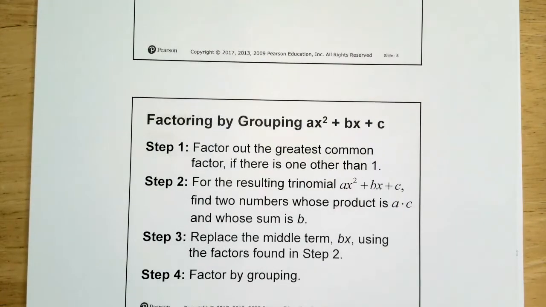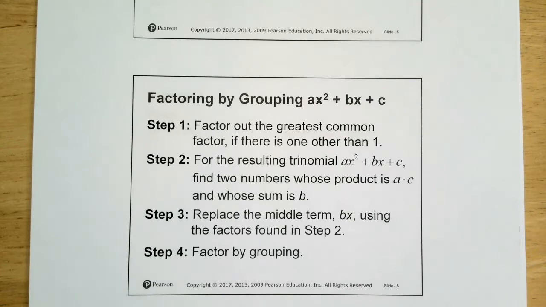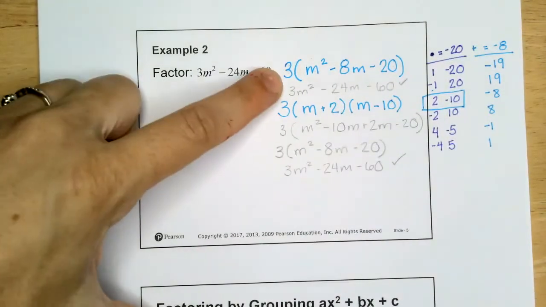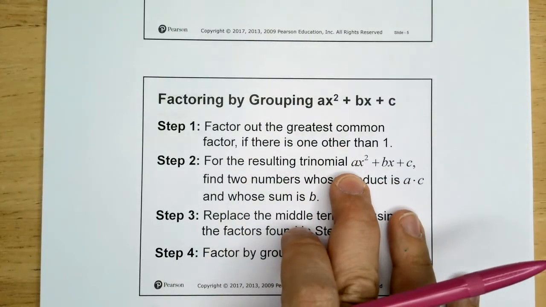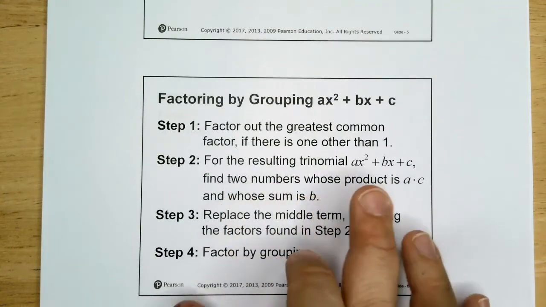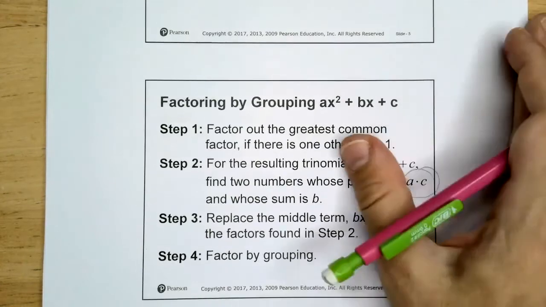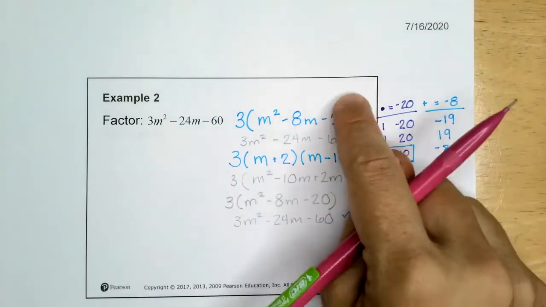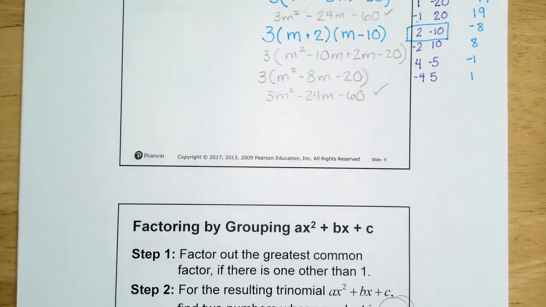All right, factoring by grouping. This takes some practice, but once you get it, I think you will like it. All right, so factoring by grouping, factor out the greatest common factor. That's what we did here. For ax squared plus bx plus c, find 2 numbers whose product is a times c. So over here, we were only worried about c, right? That's the difference. Let me show you how it's written.